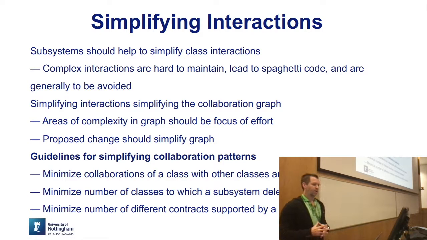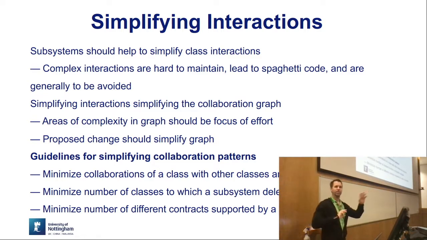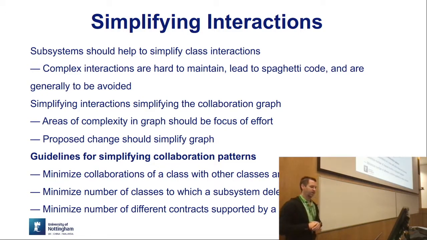Okay, so one of the whole ideas behind subsystems is to simplify the interactions so that every class does not interact with every other class. That's the kind of system we're trying to avoid. Complex interactions are hard to maintain and lead to so-called spaghetti code.